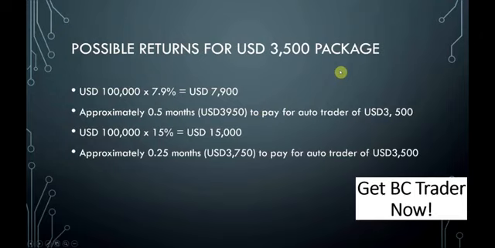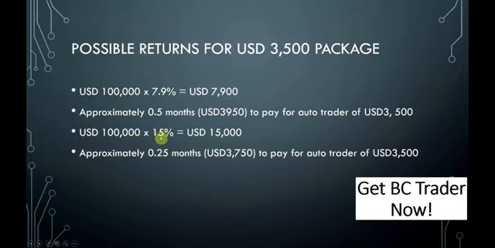So what about the 3,500 package? At 7.9%, which is the conservative estimate, that's 7,900 in the first month, which basically means that you only need about half a month or about 2 weeks to pay for your auto trader of 3,500. Okay, only 2 weeks, and you will get your money back for the package if you're trading 100,000 US dollars.